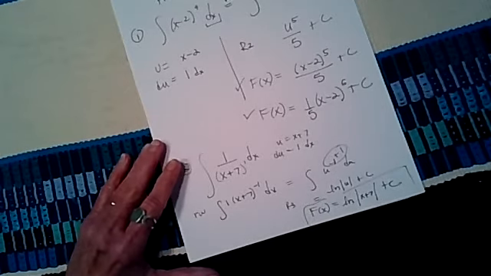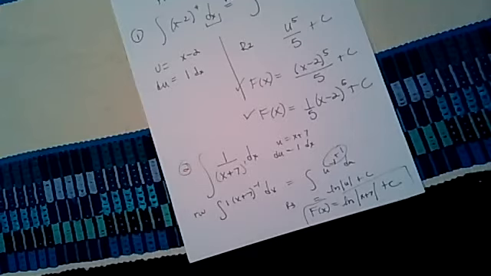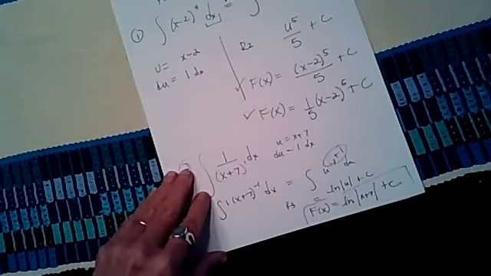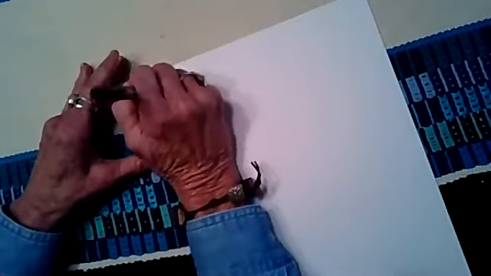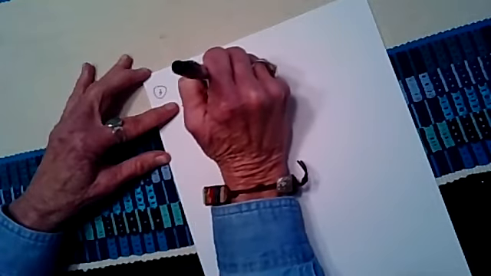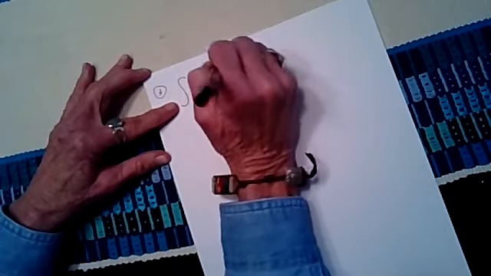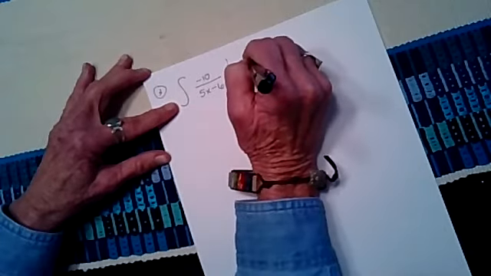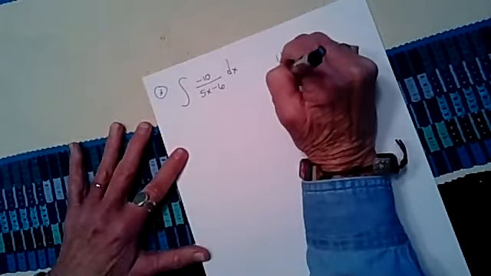Okay, all right, so let's look and see. Okay, let's look at this one. It's very similar, but they start to get a little bit more interesting. Question number 3 is the integral of negative 10 over 5x minus 6 dx. Okay, so they tell us it's substitution, right?